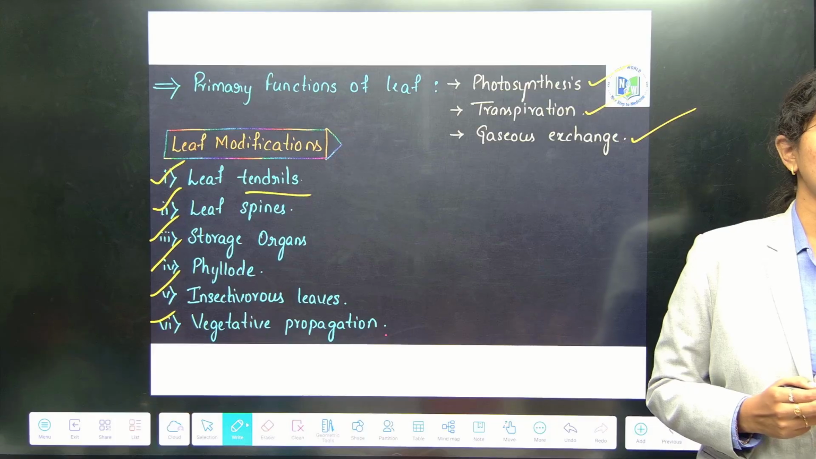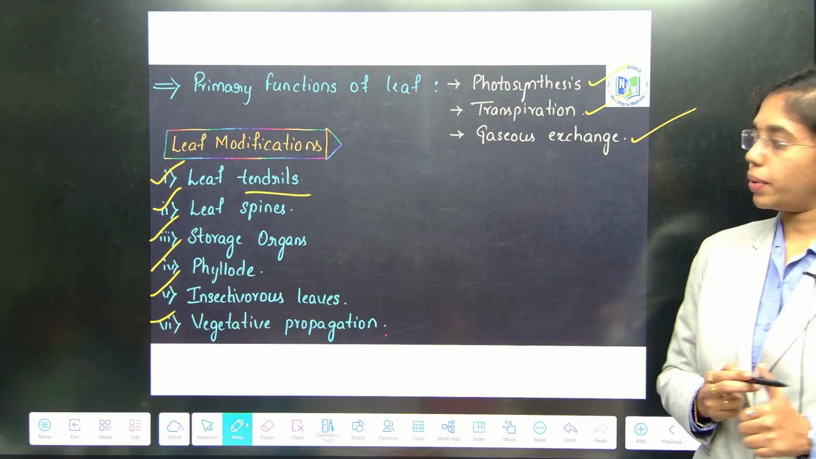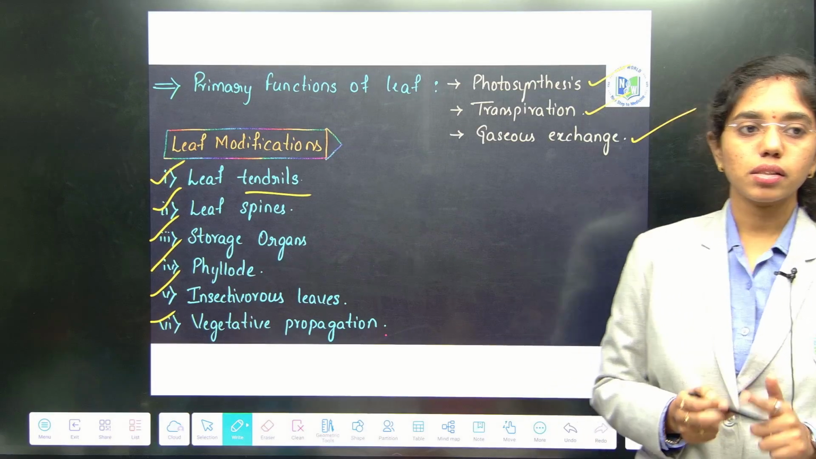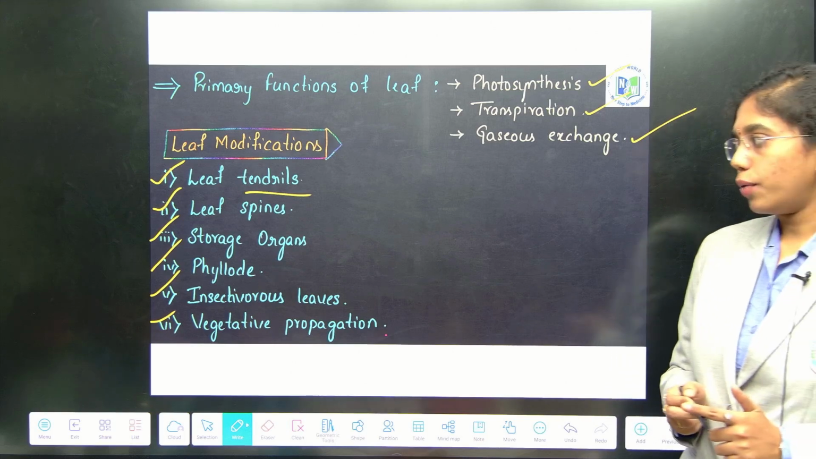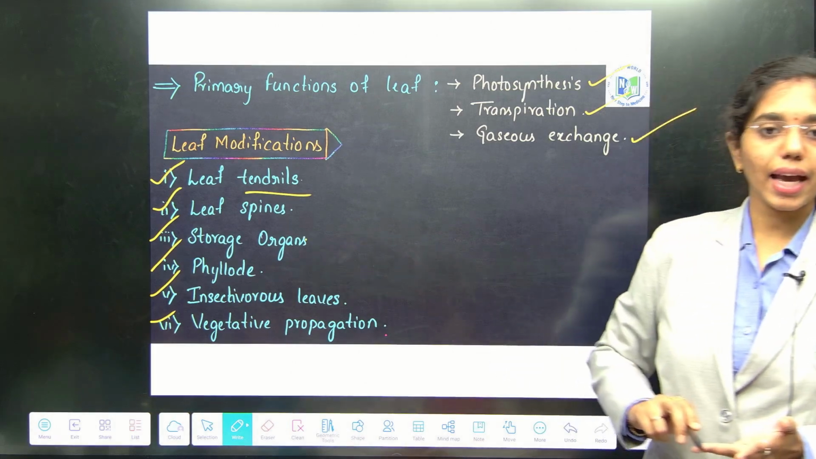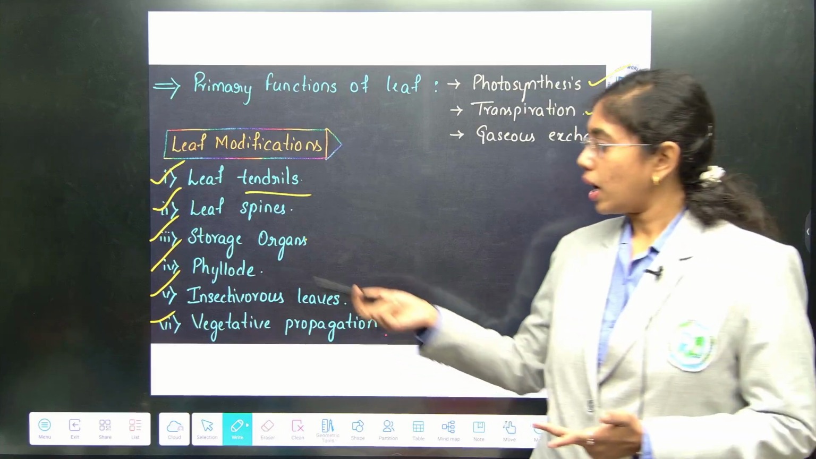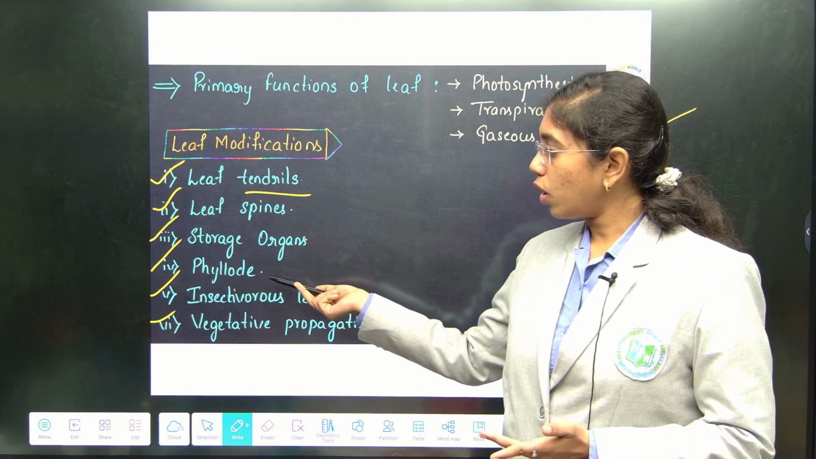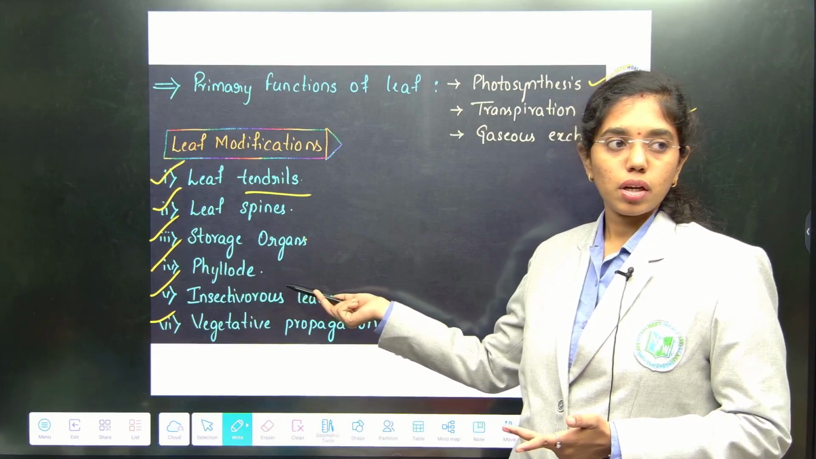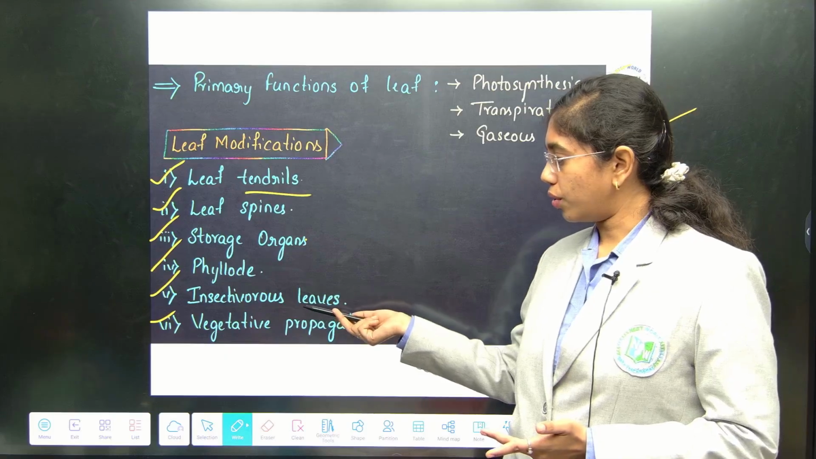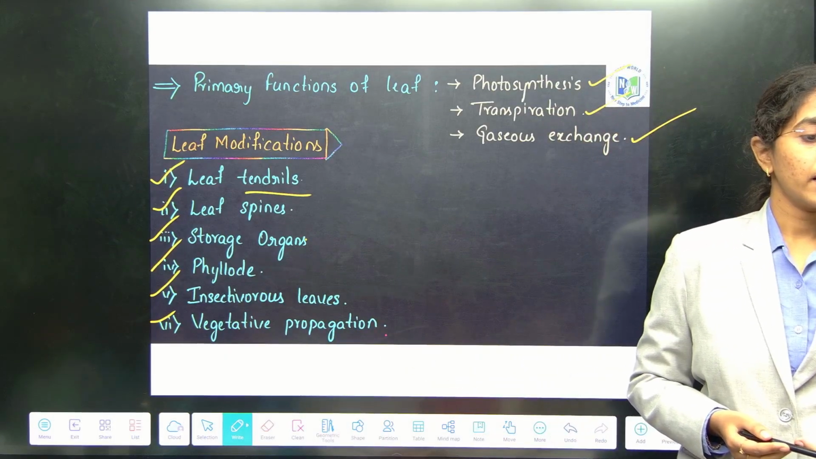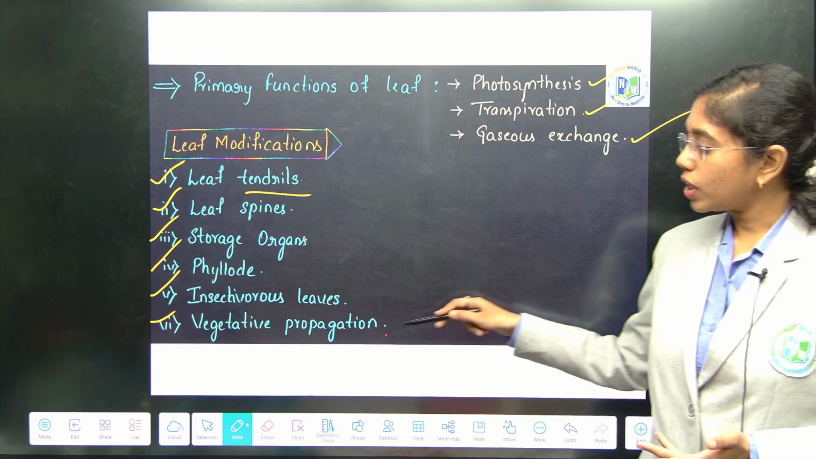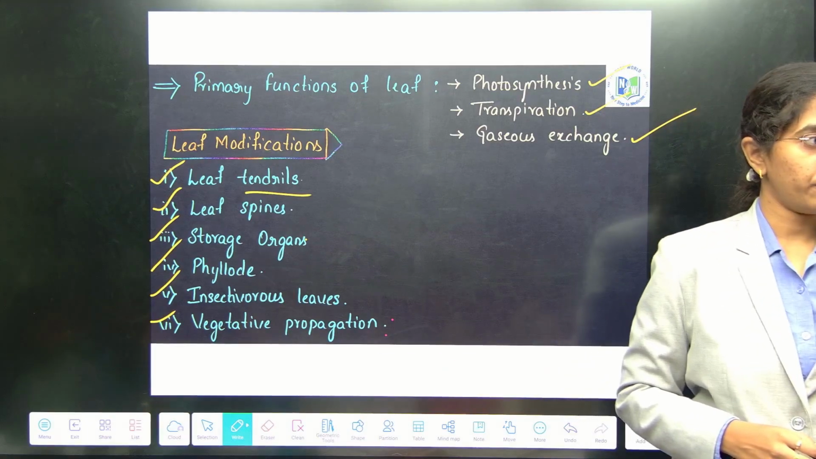Leaf tendril examples: wild pea, sweet pea. Leaf spines: cactus, opuntia, aloe vera. Storage organs: aloe vera and onions. Phyllode examples: Australian acacia, good. Insectivorous leaves: Nepenthes and Venus flytrap. Vegetative propagation: Bryophyllum.